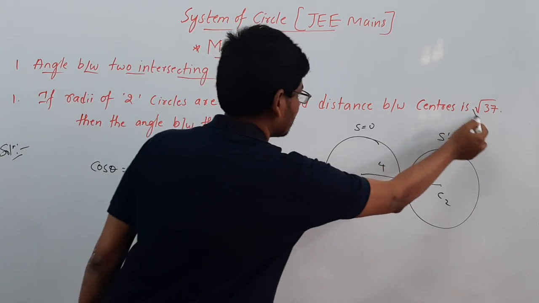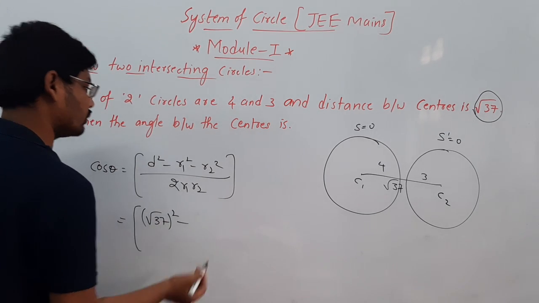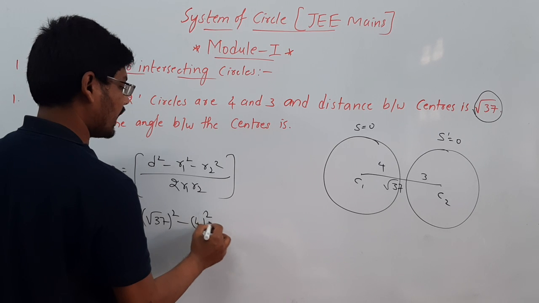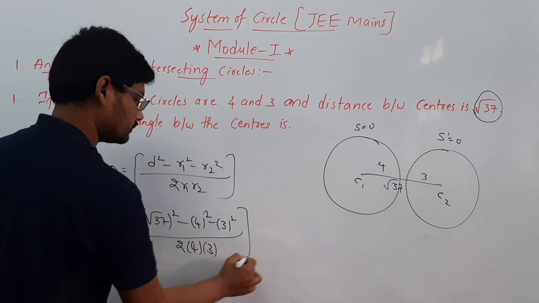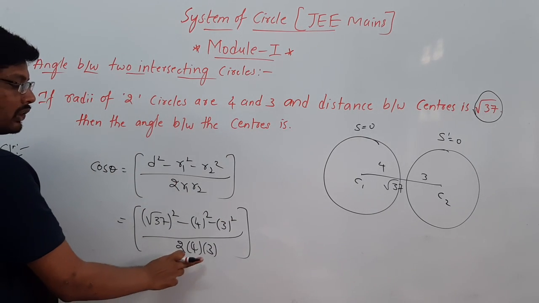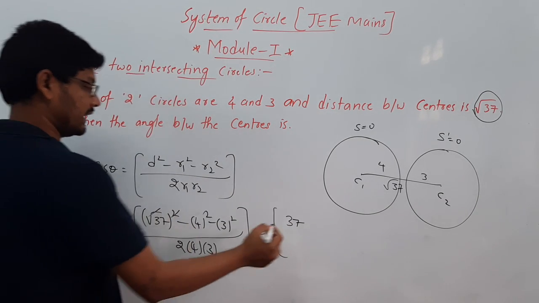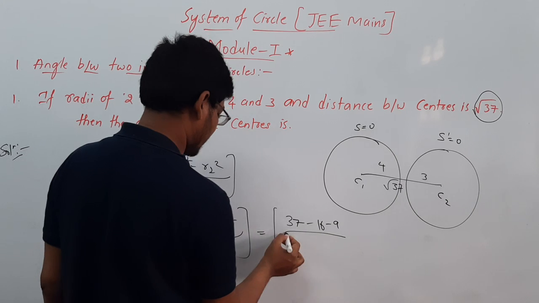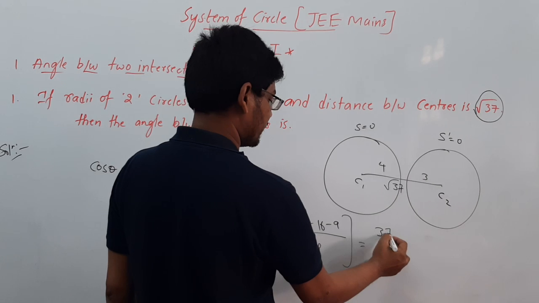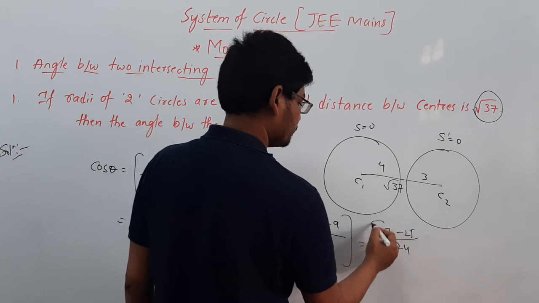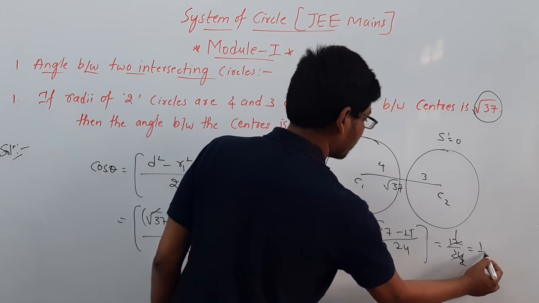Here d is the distance between the centers, root 37, so root 37 whole square minus R1 square, which is 4 square, minus R2 square, which is 3 square, divided by 2 into R1 R2, that is 2 into 4 into 3. The square and root cancel, 37 minus 16 minus 9 divided by 24. So 37 minus 25 is 12, and 12 by 24 is equal to 1 by 2.